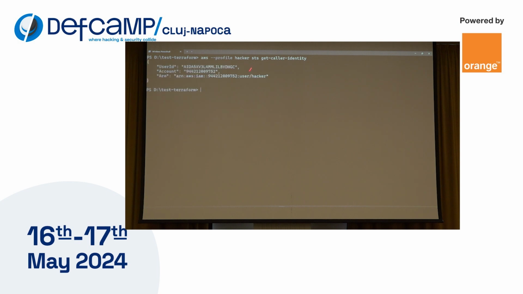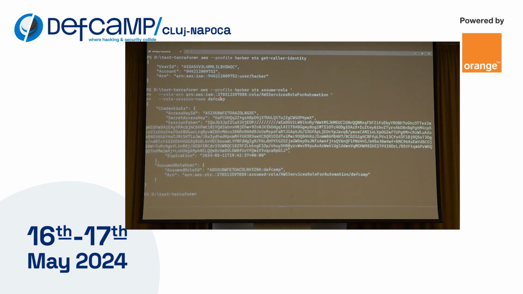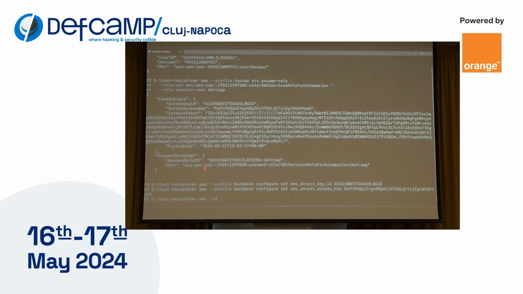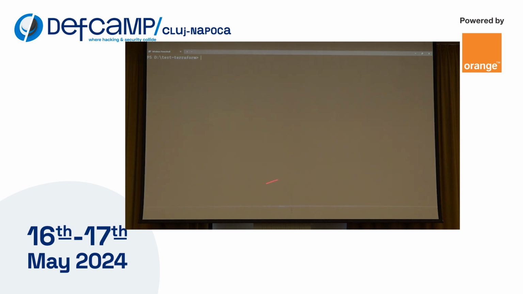Now we are in this profile hacker, so we are in this AWS account 944, and we will assume the role from 278 that has this name that is hard to spot, right? AWS services role for automation. Maybe someone will not detect it. This will give us the access credentials. And once we configure the access credentials, so we need the access key ID, secret access key, and the session token, we will have the same level of access as that role.